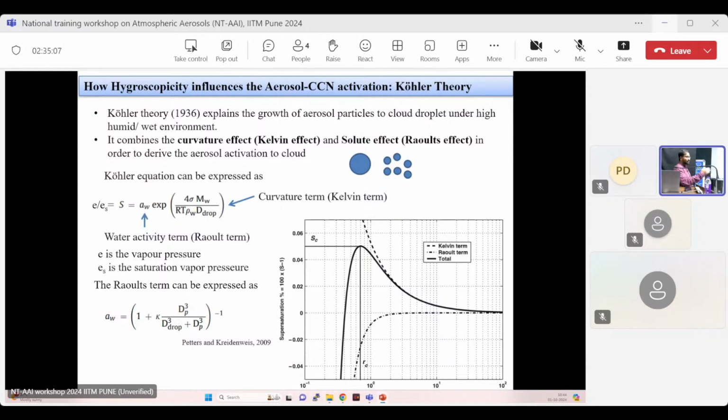There are an enormous number of parameterizations, but the most widely used is based on Petters and Kreidenweis, 2009. They published a paper on that. They expressed this water activity in relation to kappa, the particle dry diameter, and the droplet diameter. So now these things are clear, right?